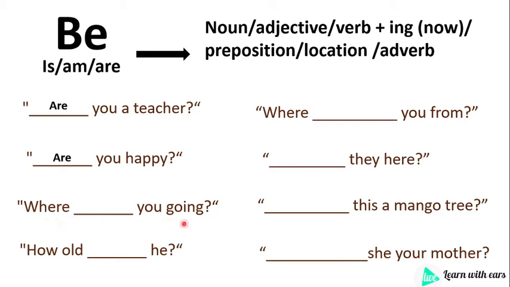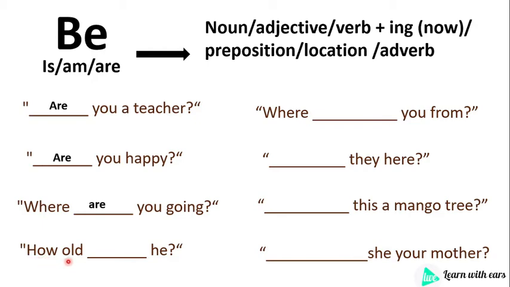Next is where you going? In this sentence we have a verb with ing. When we have verb with ing we use be verb. But which one? Is, am, are, was, were, which one? So here we'll use are because we can see you. With you we use are. Okay, where are you going?